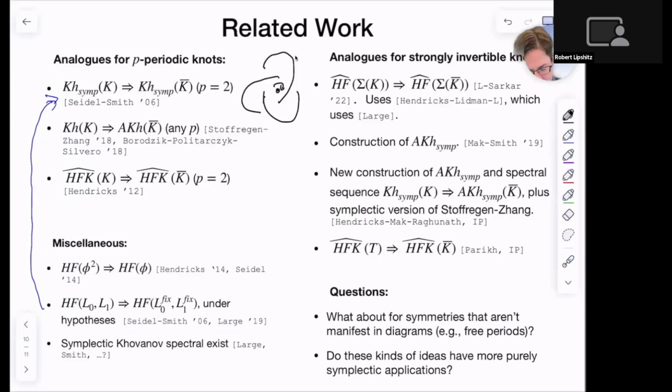In the p-periodic case, there's a result of Stoffregen-Zhang, and then reproved by another group, relating the Khovanov homology of the knot and the Khovanov homology of the quotient. It's similar to the first one, except that their E-infinity page is a little bit bigger, so it's a bit of a refinement, and they do it for any p. This comes from using the technique on the previous slide, this homotopy type. So this is via the homotopy type.